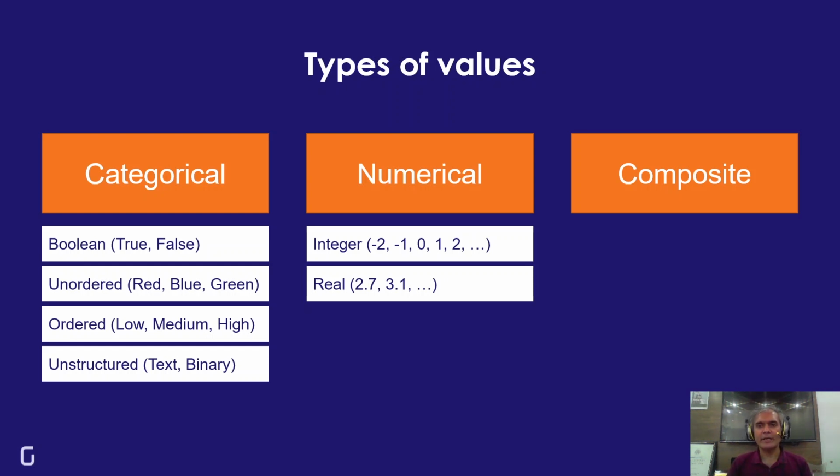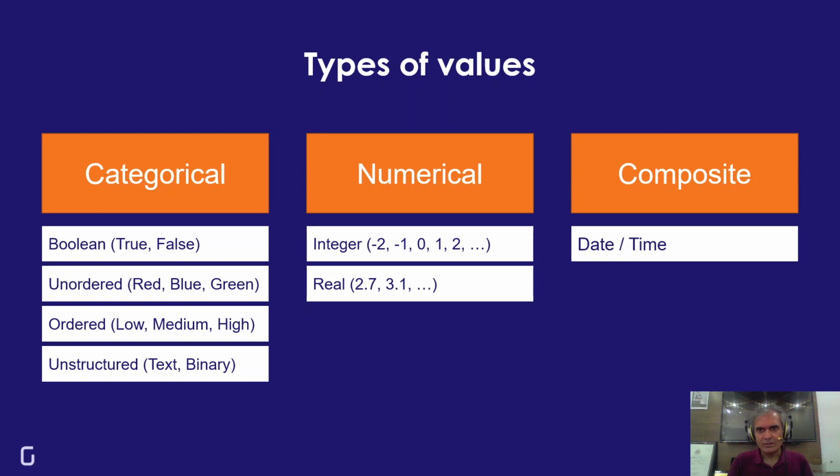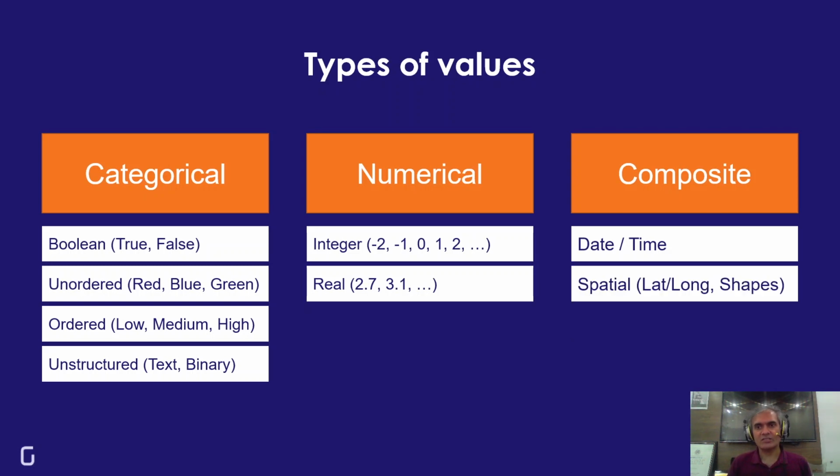Composite values combine multiple values in a specific structure. You're probably familiar with some of them, like date or time. A date is a day, a month, and a year combined into one structure. Time is hours, minutes, and seconds combined into one structure. You can also have spatial structures. For example, a point on the map can be characterized based on its latitude and longitude. Or you could have a shape.